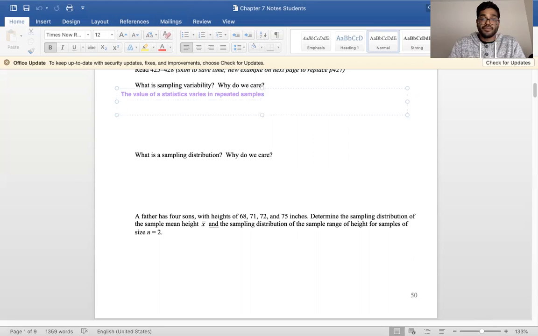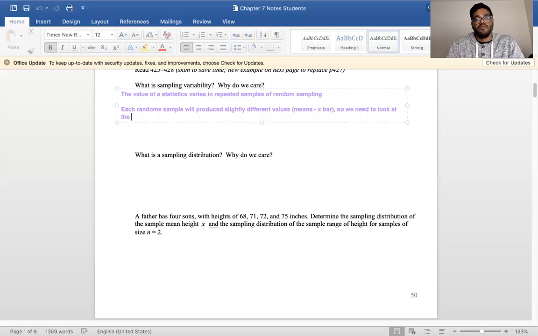So what we're saying is that each random sample will produce slightly different values or means, x bar. So we need to look at the variability in the sampling statistics. Right? And if you think about it now, each time we do this, we're going to have a different kind of sample.